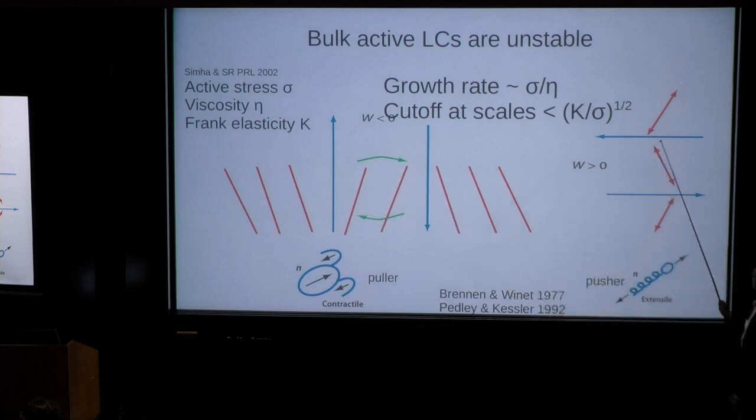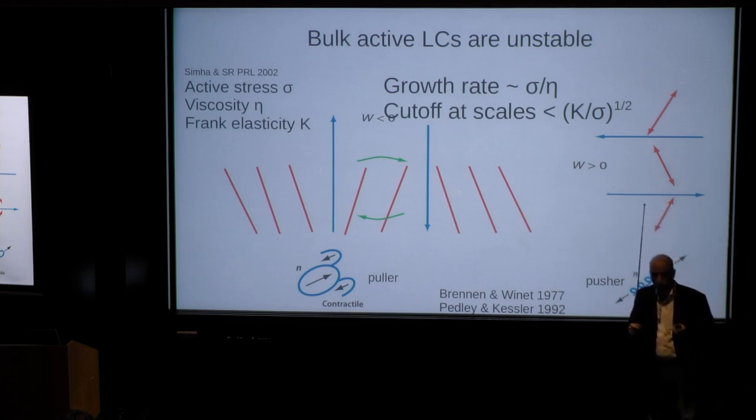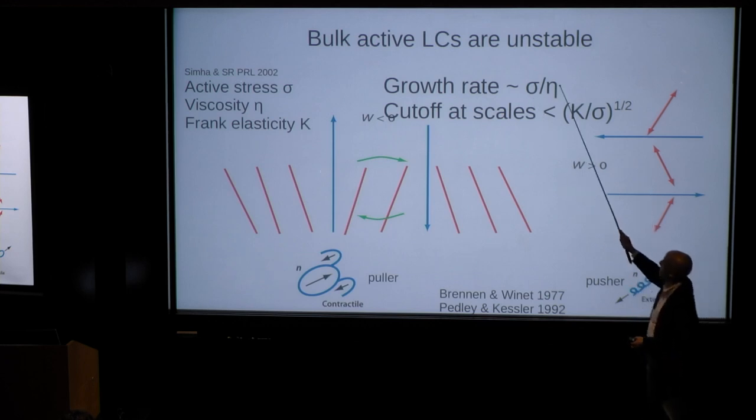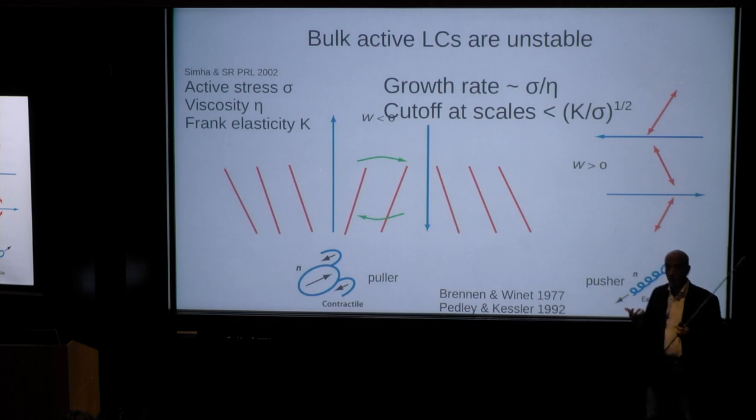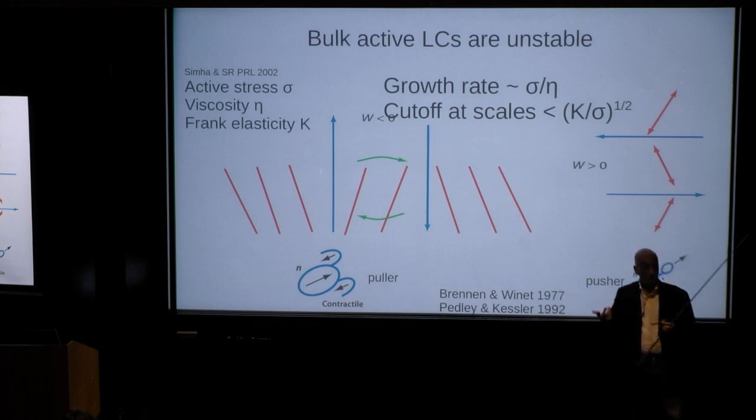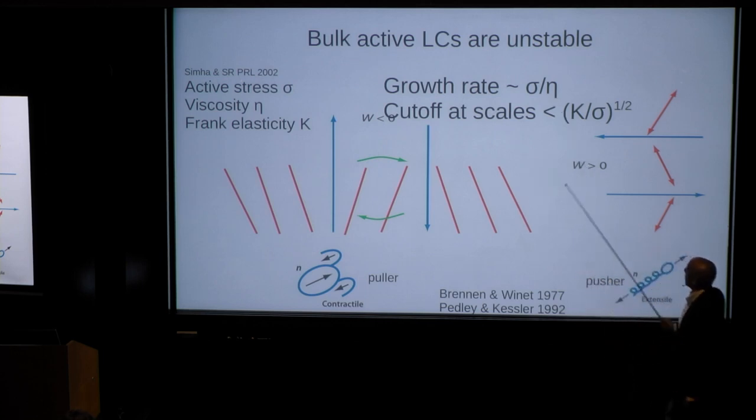If you have pushers, then instead the instability is in bend. Okay? And important things to note, this is an active system. It's characterized by a scale of stress. Given a scale of stress sigma and a viscosity eta, you can make something with units of time, which is viscosity over stress. So there's one single dominant natural time scale, which is eta over sigma.